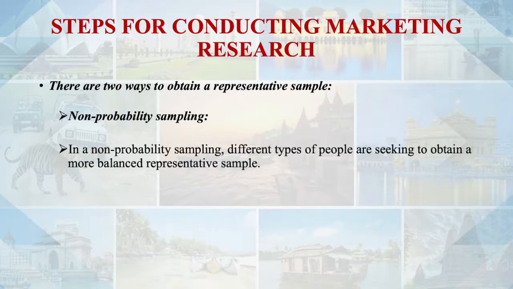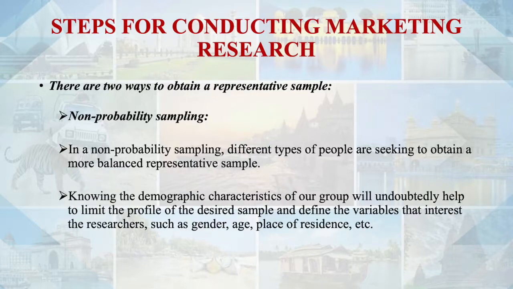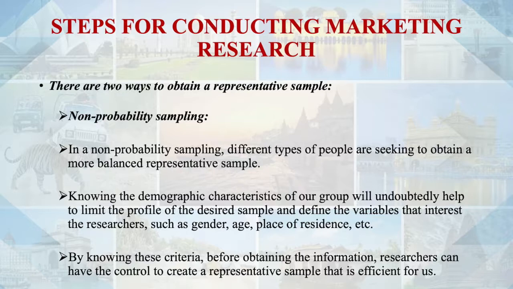Non-probability sampling. In non-probability sampling, different types of people are sought to obtain a more balanced representative sample. Knowing the demographic characteristics of our group will undoubtedly help to limit the profile of the desired sample and define the variables that interest the researchers, such as gender, age, place of residence, etc. By knowing these criteria before obtaining the information, researchers can have the control to create a representative sample that is efficient for us. When a sample is not representative, there can be a margin of error.